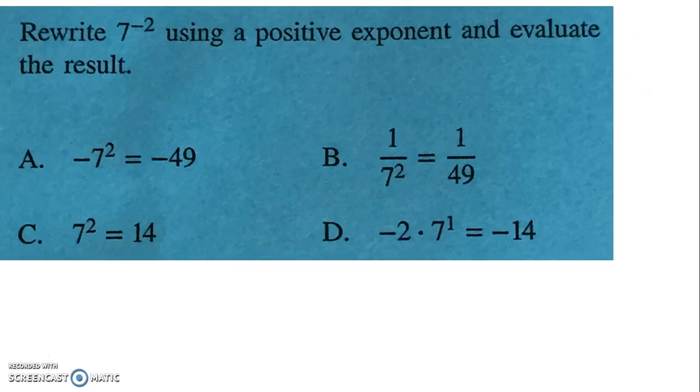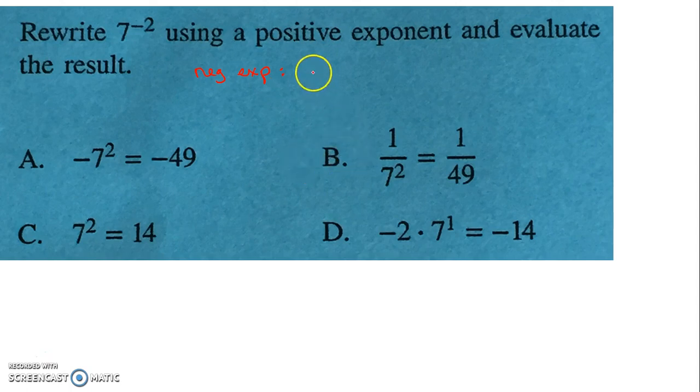Let's take a look at number 2. It says rewrite 7 to the negative 2 power using a positive exponent and then evaluate the result. Okay, so in order to make a negative exponent positive, remember negative exponents don't represent negative numbers. They represent like teeny tiny distances. So it still will be a positive number in the end. It's just going to be a teeny tiny number.